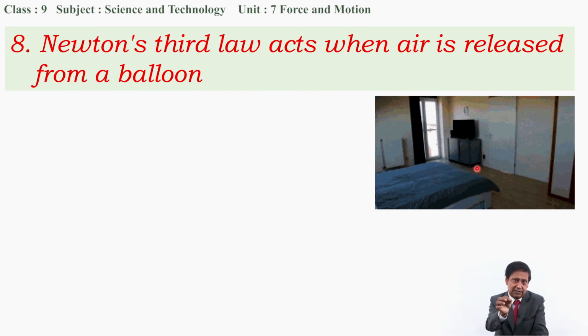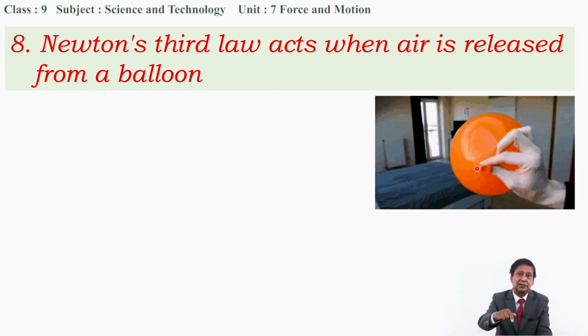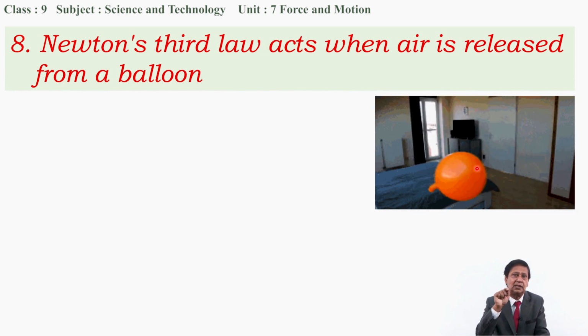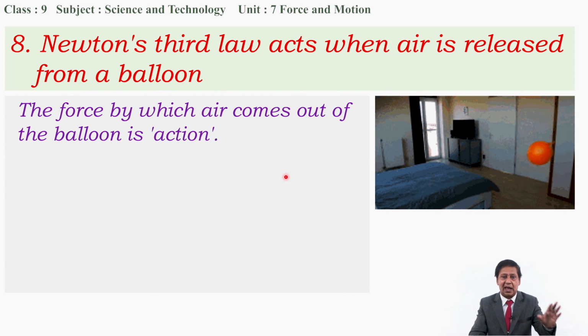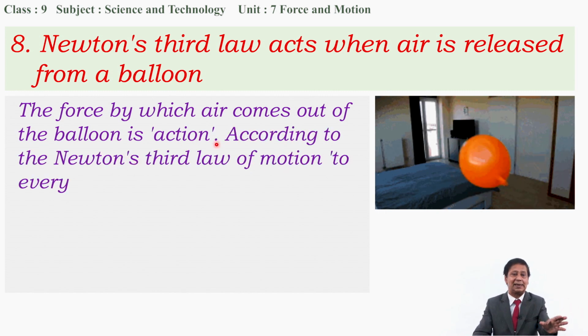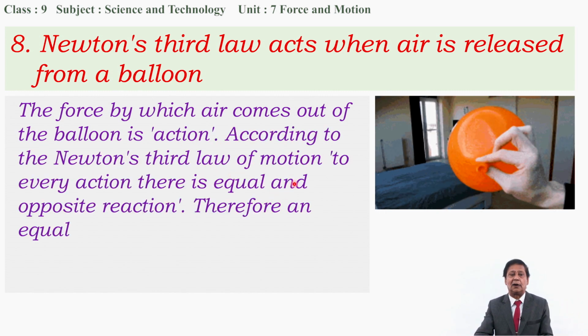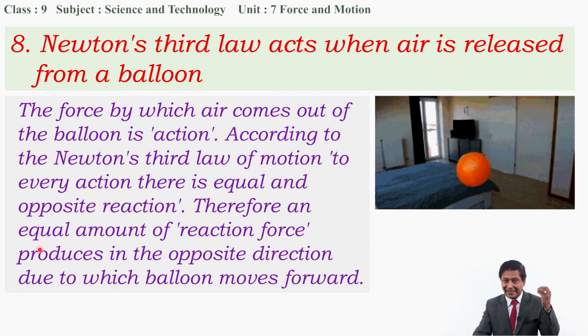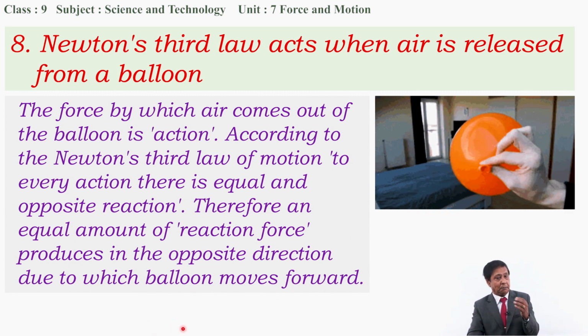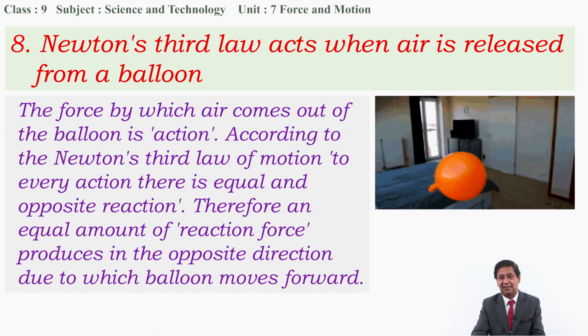The force with which air comes out from the balloon is action. And as a result of this action, the reaction produces in the opposite direction. That's why balloon moves forward. This can be explained this way. The force by which air comes out of the balloon is action. According to Newton's third law of motion, to every action there is equal and opposite reaction. Therefore, an equal amount of reaction force produces in the opposite direction, due to which balloon moves forward.